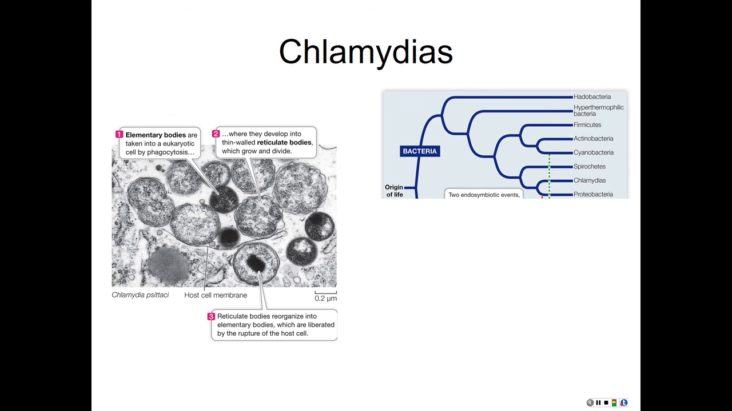All right, chlamydia. I bet you can guess what this causes. Okay, so this organism is sort of unique among prokaryotes because they have this complex life cycle where we have two forms of cells. There's what we call reticulate bodies and elementary bodies.